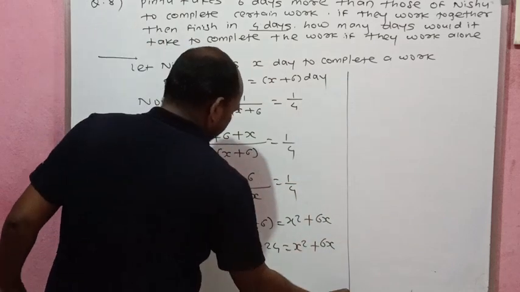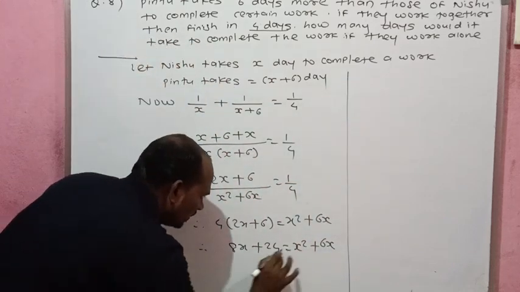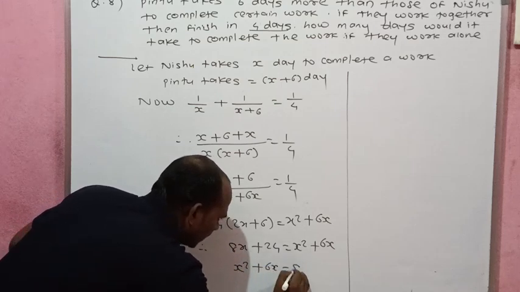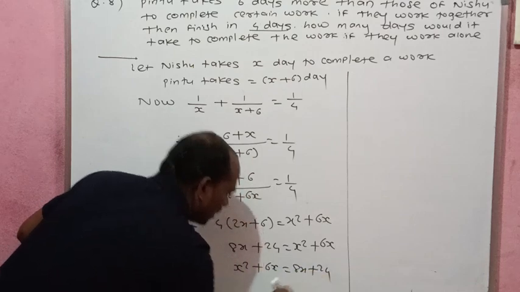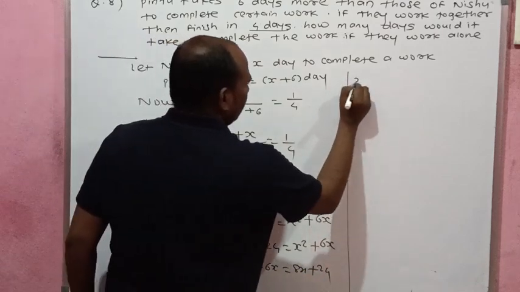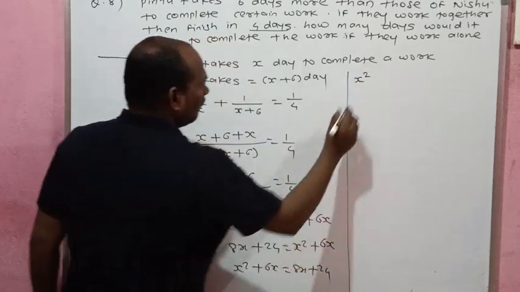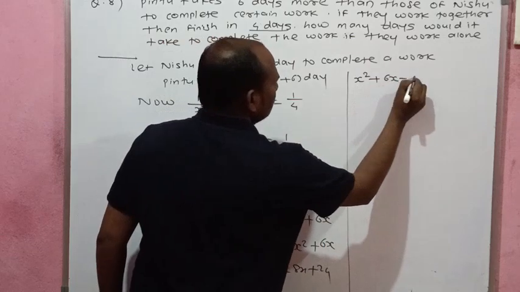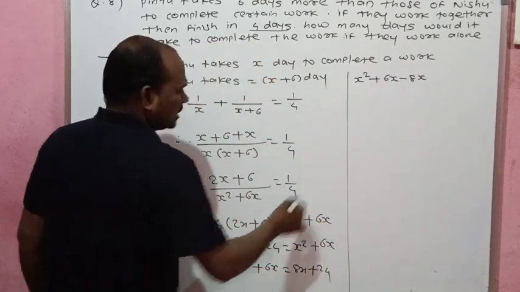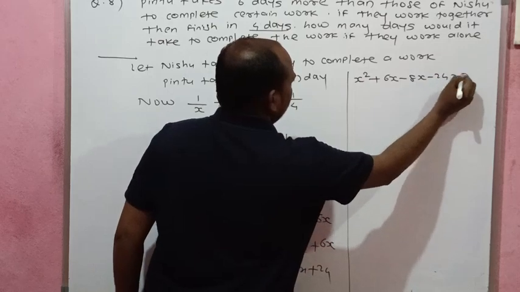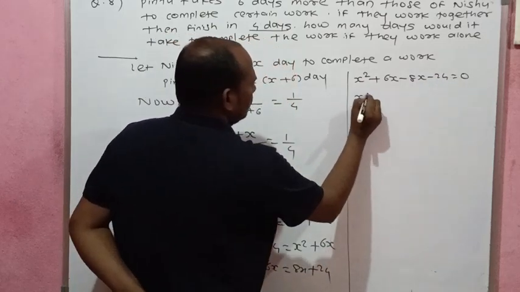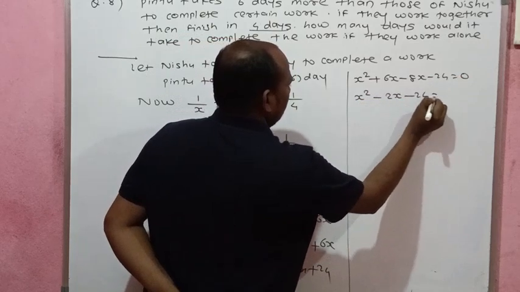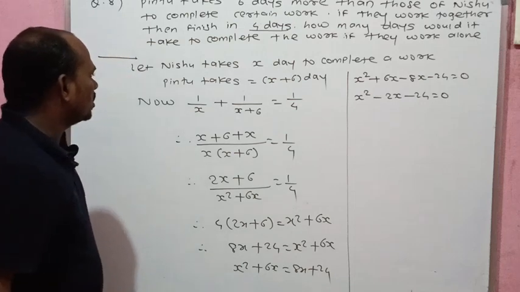Therefore, x square plus 6x equals 8x plus 24. Therefore x square plus 6x minus 8x minus 24 equal to 0. Therefore x square, we can subtract, minus 2x minus 24 equal to 0.